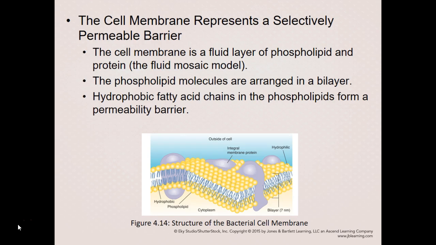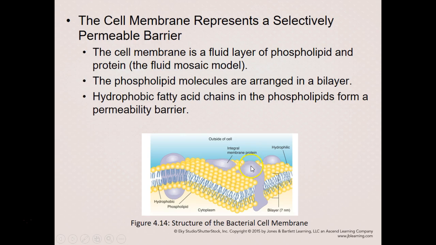We have hydrophilic heads. So these are the glycerol heads that are hydrophilic. And then we have hydrophobic tails. If you don't remember what hydrophilic means, it means water-loving. Hydrophobic means water-hating. So the tails are situated towards each other. The heads are going to interact with the extracellular fluids and the intracellular fluids.